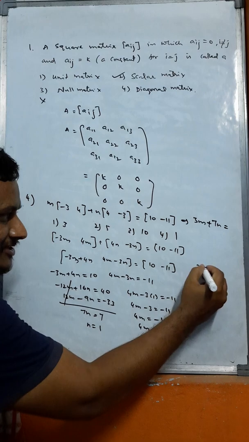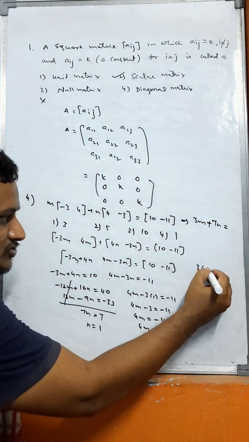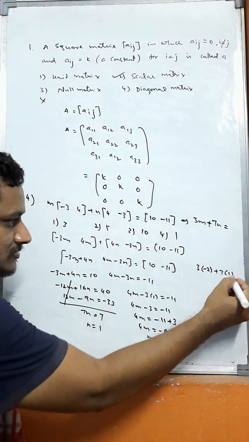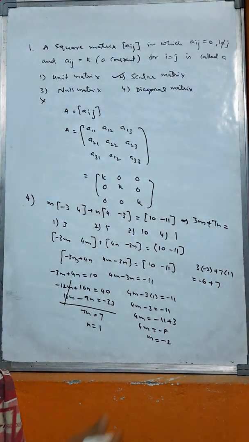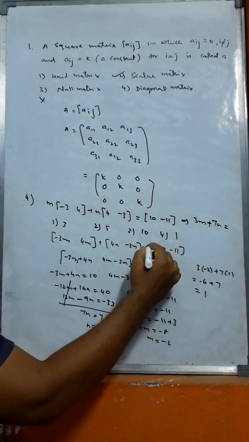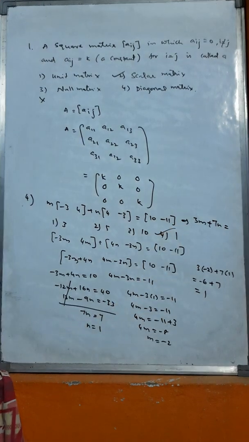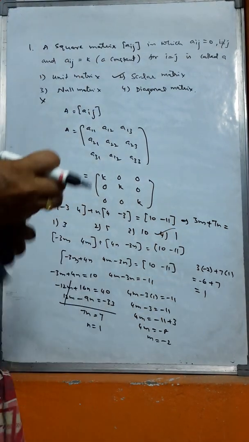Put the values here. 3 into m, m means minus 2, plus 7 into 1. So that is minus 6 plus 7. That is equal to 1. So the fourth one is correct. Next.